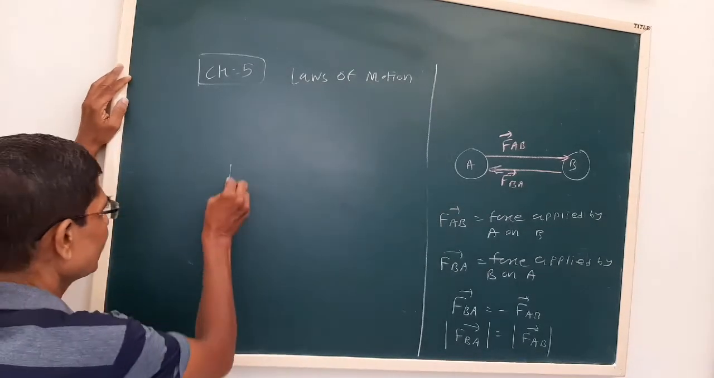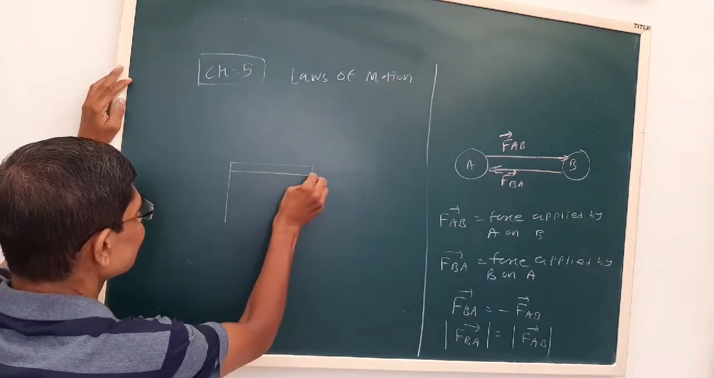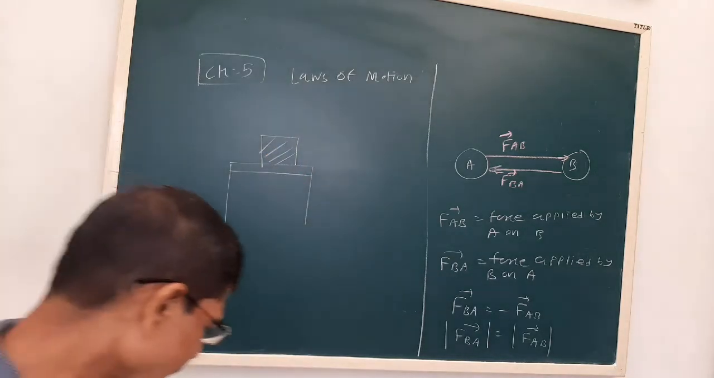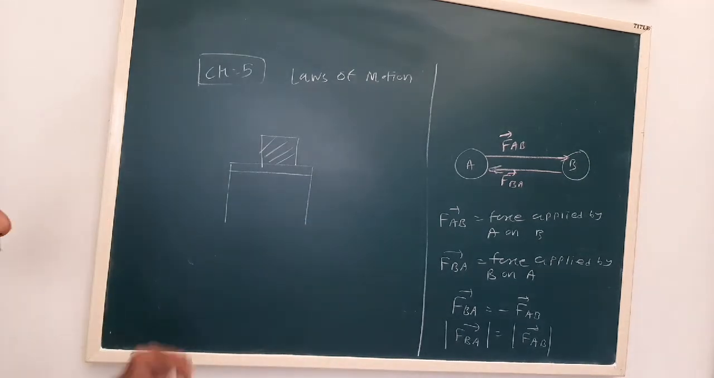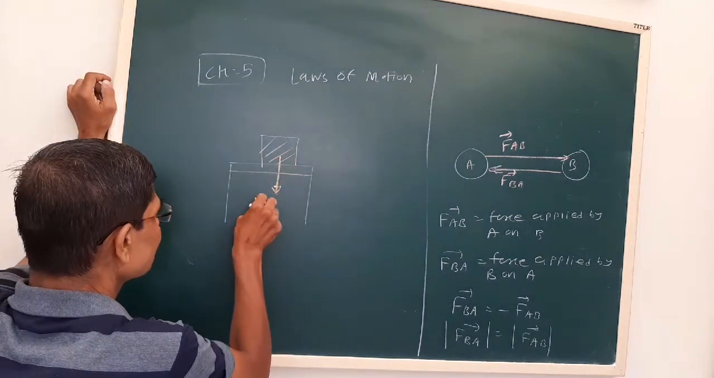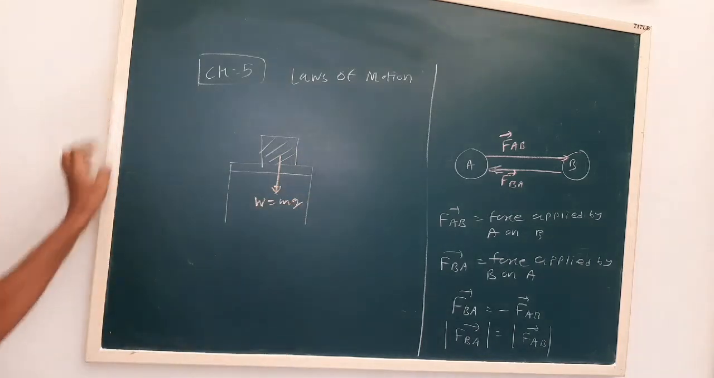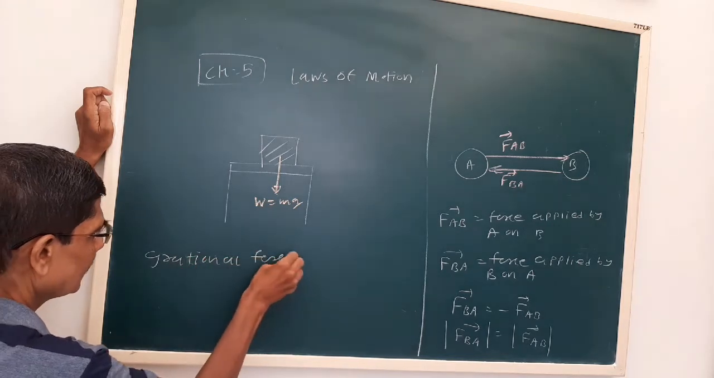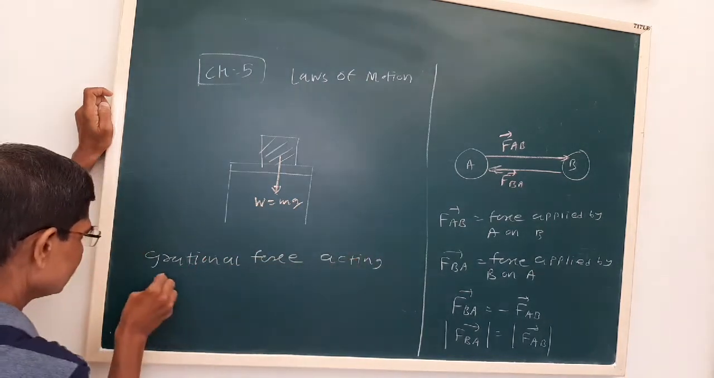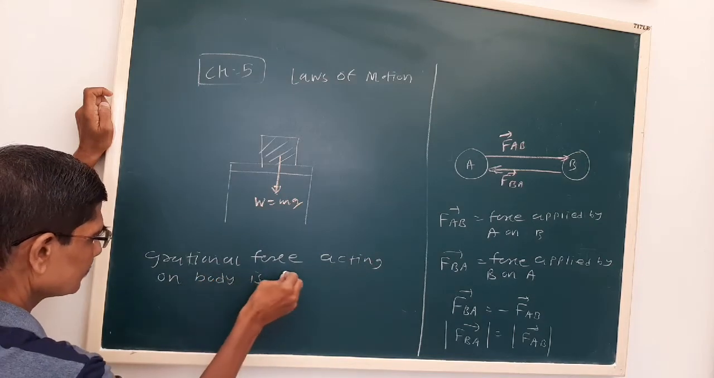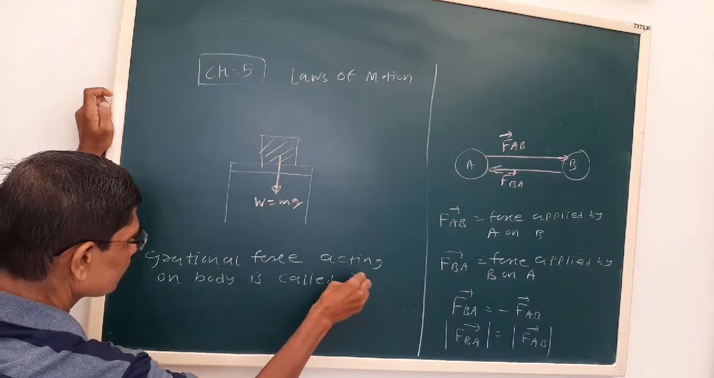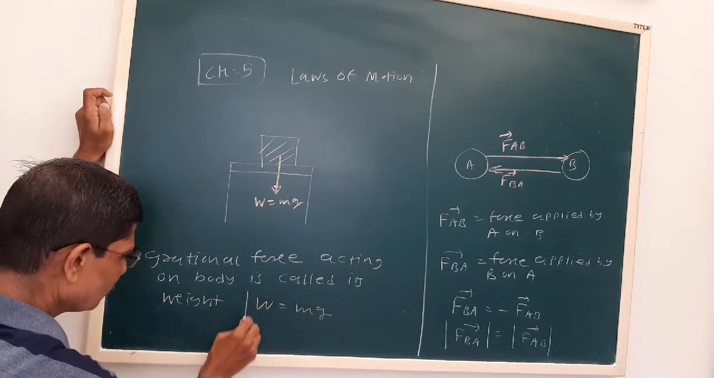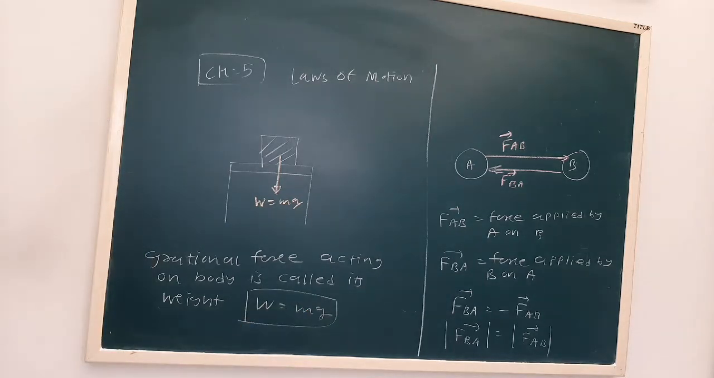Now we take a simple example. Let us say a table is there, and a block is lying on it. Now we should know about the gravitational force also. The weight of the body, W, is mg. The gravitational force acting on a body is called its weight. Remember, W is equal to mg. That will be used a number of times in the subsequent lessons.